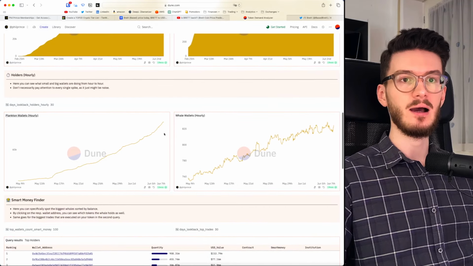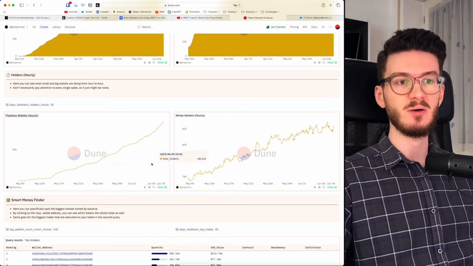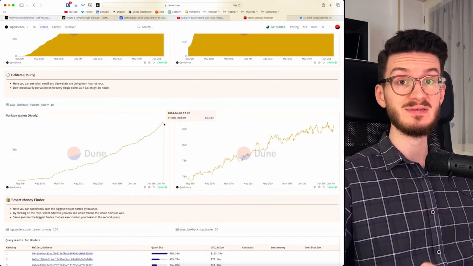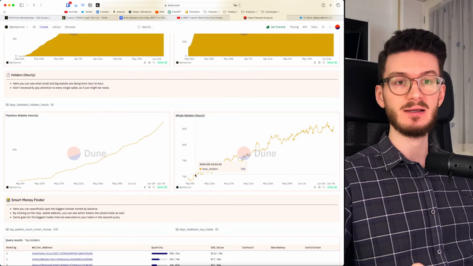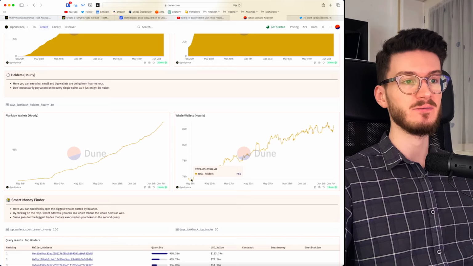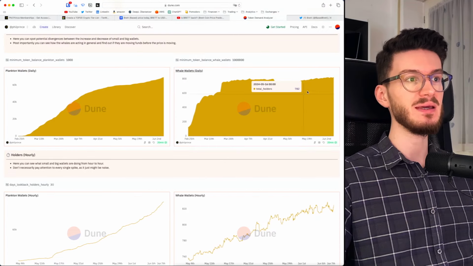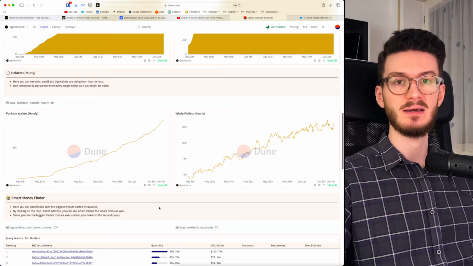When we have a look at the hourly chart over the last 30 days for Plankton and Whale wallets, the accumulation becomes a little more obvious. As you can see here, on May 15th, we had around 60,000 Plankton wallets. And right now we have 69,000. Also for the Whale wallets, there is some accumulation. As you can see here, on May 9th, for example, we have 756 Whale wallets. And right now we have 825. So in the big picture, this is pretty much flat, but in the last 30 days, there is definitely accumulation happening.